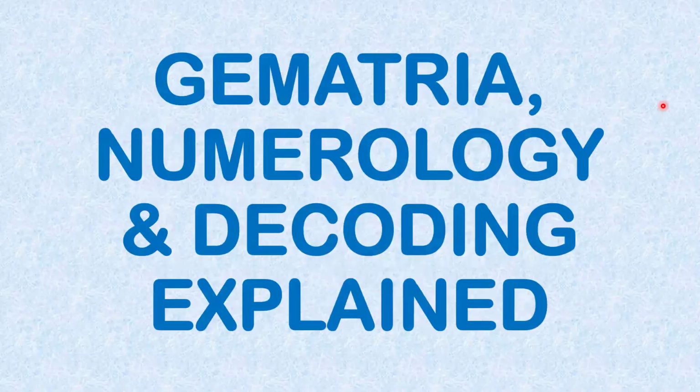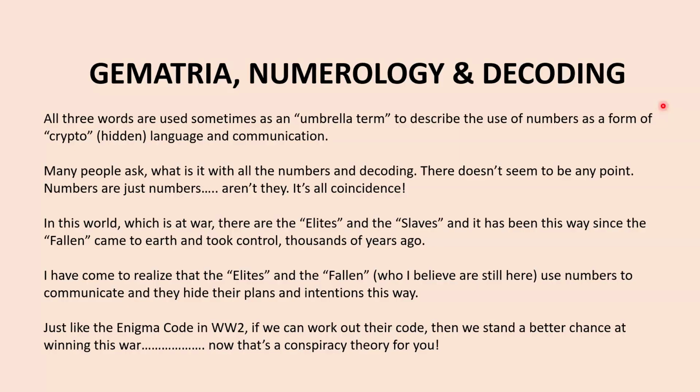So Gematria, numerology, and decoding explained. All three words are used sometimes as an umbrella term to describe the use of numbers as a form of crypto or hidden language and communication. Many people ask, what is it with all the numbers and decoding? There doesn't seem to be any point. Numbers are just numbers, aren't they? It's all coincidence.